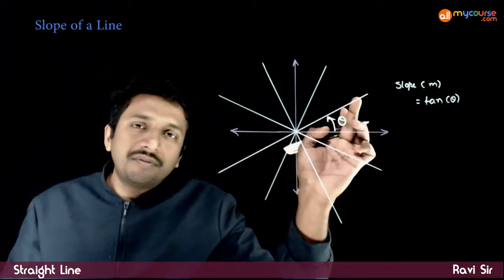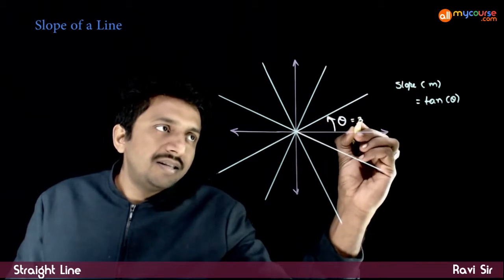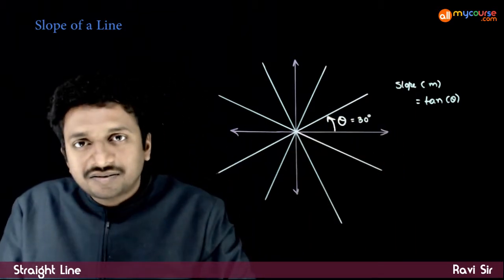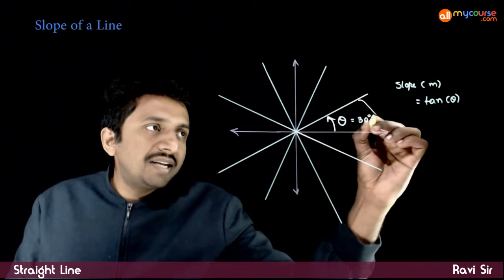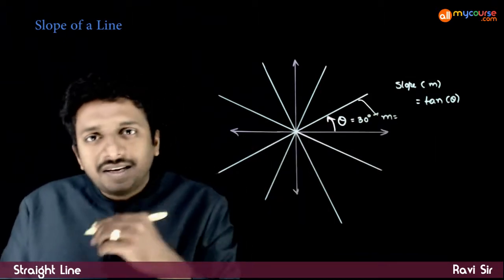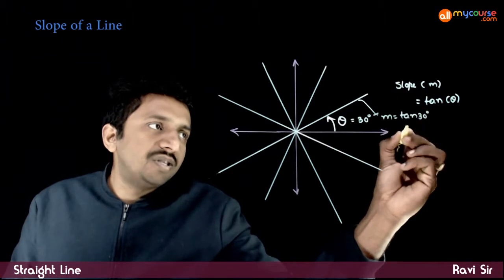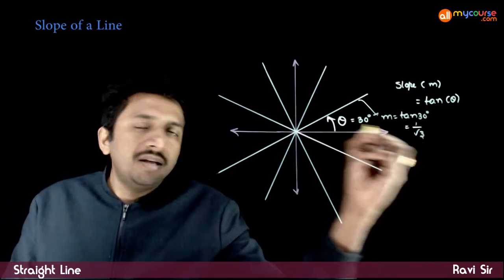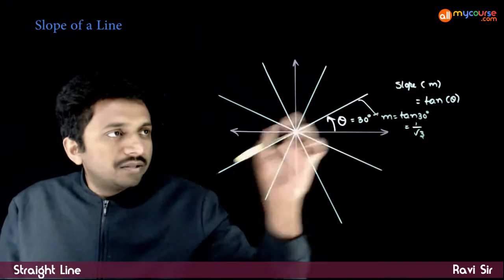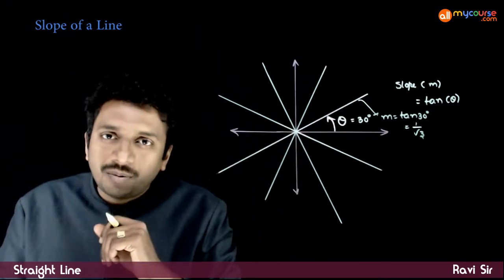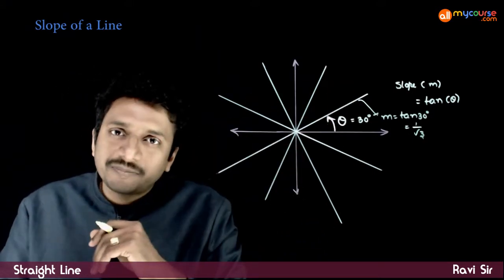For example, if you take the first line, let us say that the inclination is 30 degrees. So if the inclination is 30 degrees, the slope of this line is nothing but tan of 30 degrees, which is equal to 1 by root 3. So the slope of this line is 1 by root 3 if the inclination is 30 degrees.